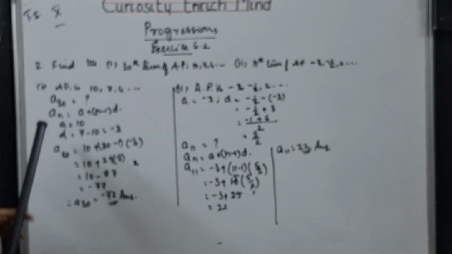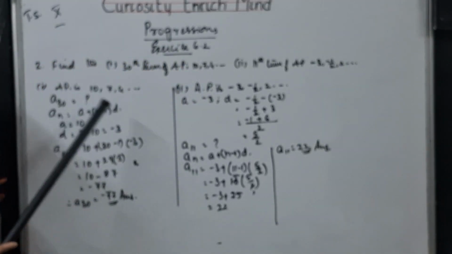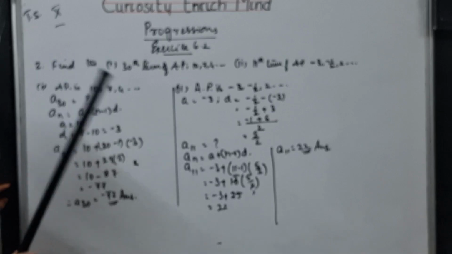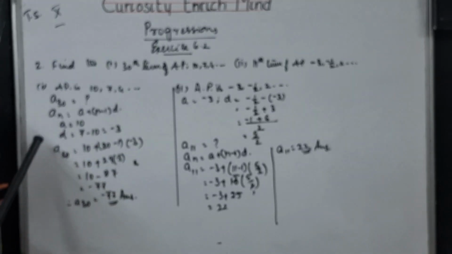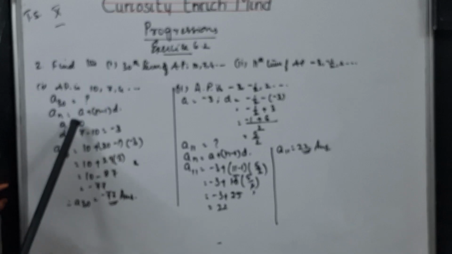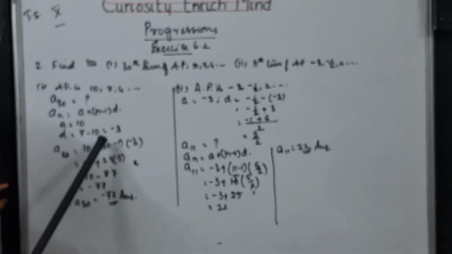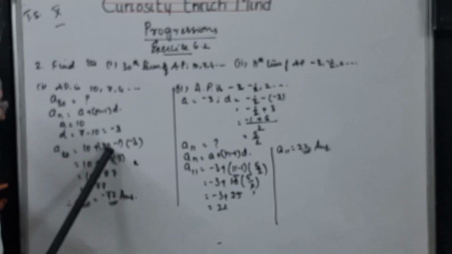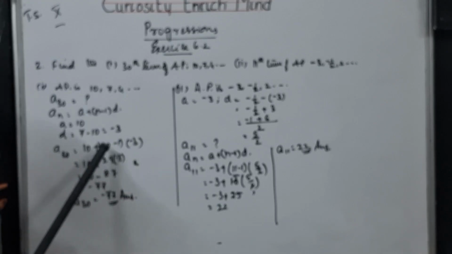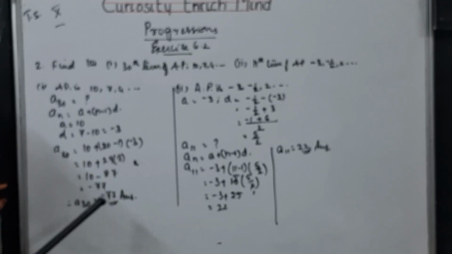In the first bit they have given the AP 10, 7, 4, and so on. They are asking A30. The An formula is A plus (n minus 1) into d. So in this case A is 10, d is 7 minus 10, that is minus 3. A30 is equal to A plus (30 minus 1) into d. n is 30. So 10 plus 29 into minus 3. So 10 minus 87 is minus 77. So A30 is minus 77.